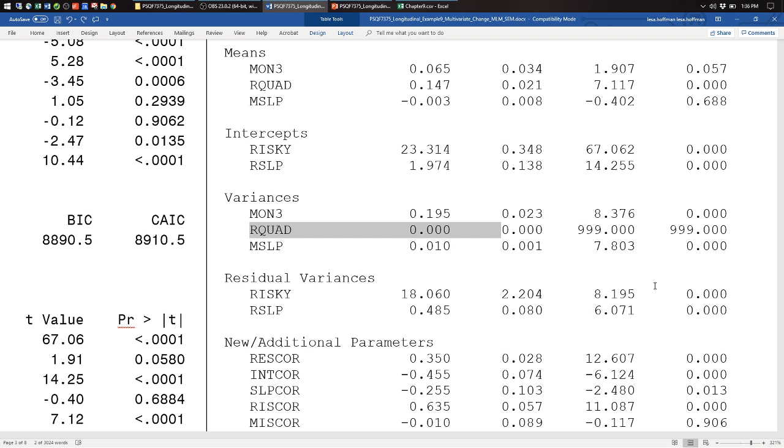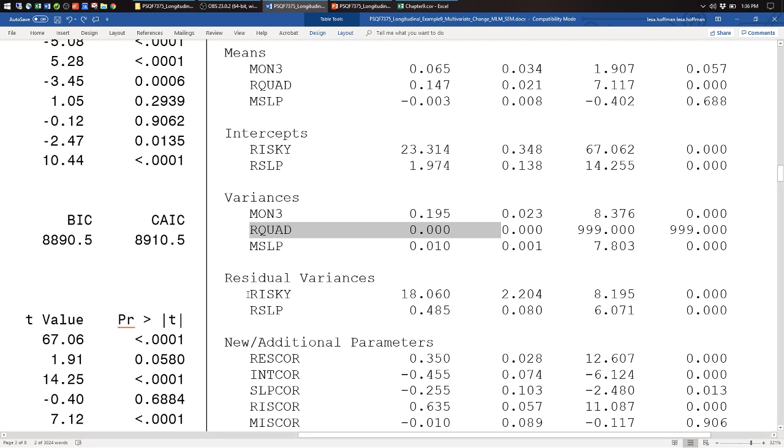The estimate is 0, the standard error is 0, because that's what we told it to be, and then 999. That's not a number. That's M plus for, because guess what? 0 divided by 0, not a thing. So it just prints 999 to go. It's not a number.